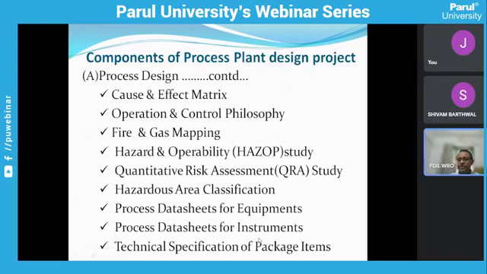Process data sheets for instruments: based on that, the instrumentation department will prepare the instrument data sheets. Technical specification of package items: there may be some raw water treatment plant, some vapor recovery system, some effluent treatment plants, sewage treatment plants. For all these package items, we have to prepare a technical specification. It will give the entire design parameters and design aspects, the scope of the package vendors. That means what kind of equipment and machinery they have to supply and procure. Based on that, the other department will prepare the tender.